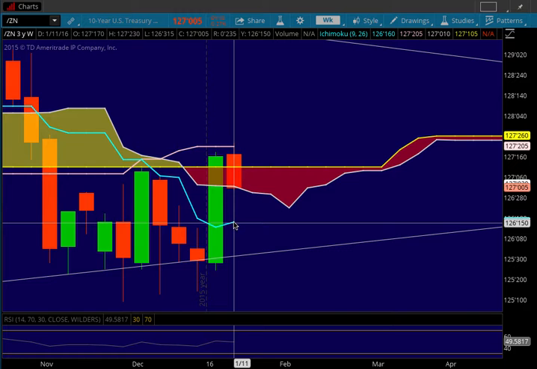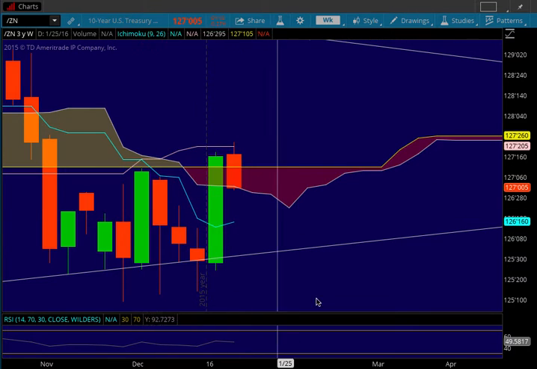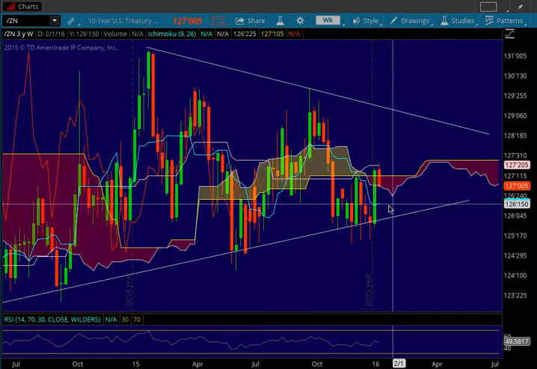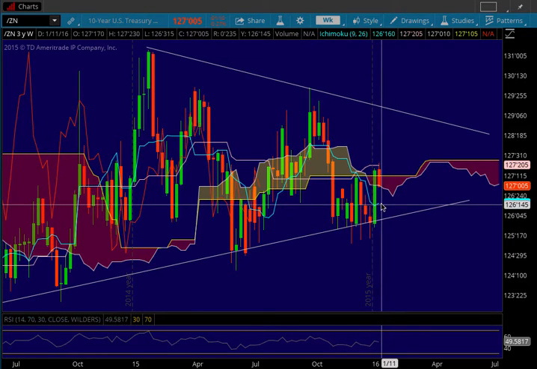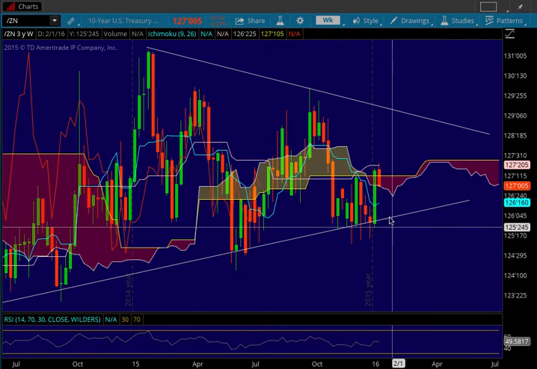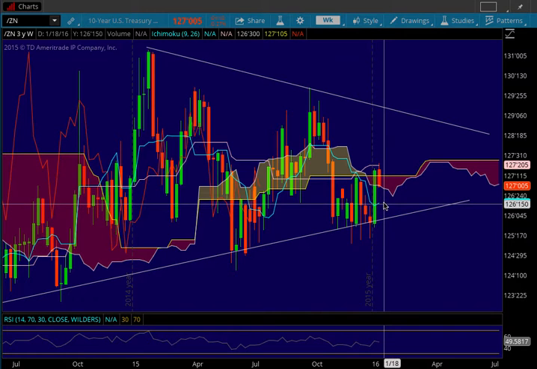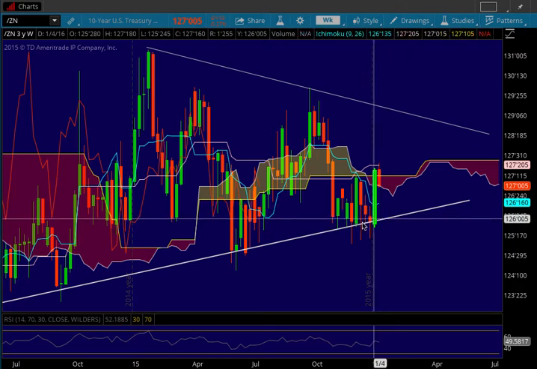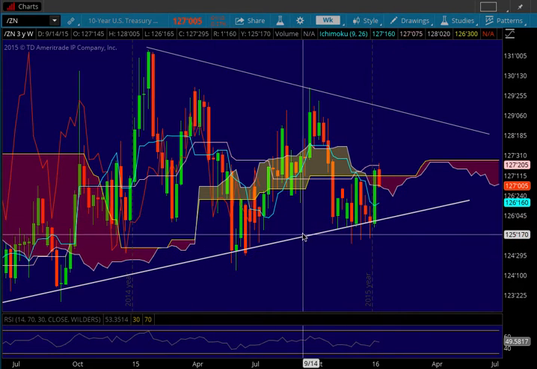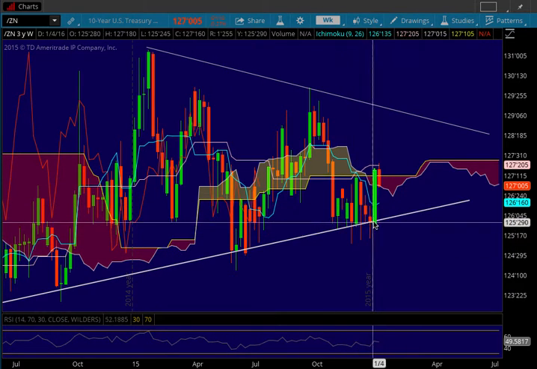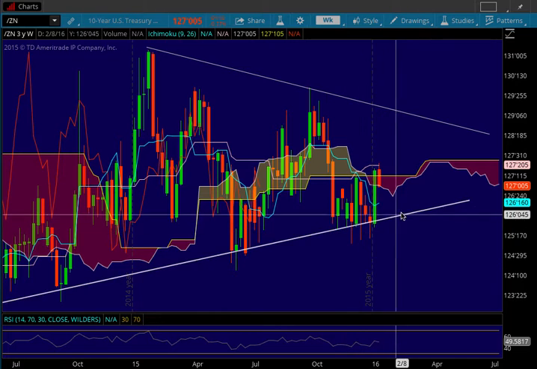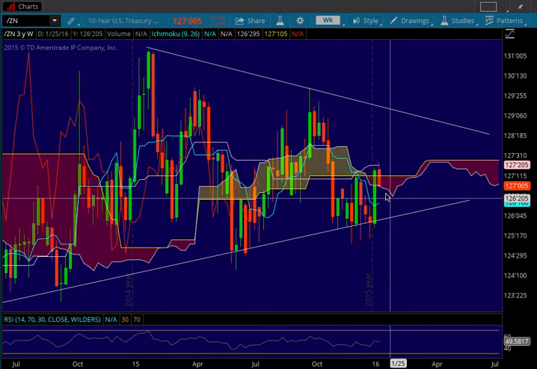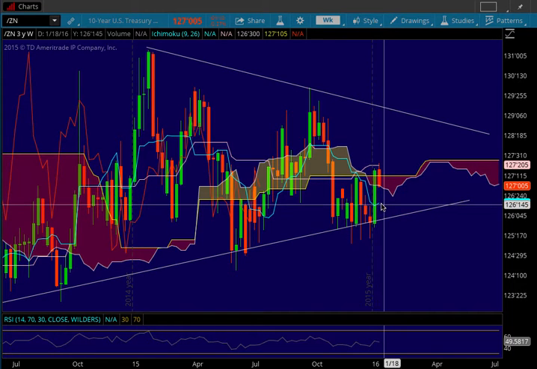You notice that I also drew these trend lines for this sort of larger triangle type pattern. So if we do lose the support of the Tenkan-sen at 126,160, then I think it's entirely possible that we come down and test the trend line down here that we have been testing multiple times. And my trend line might not be totally accurate, but it's a ballpark for where we might go if we do lose this level.